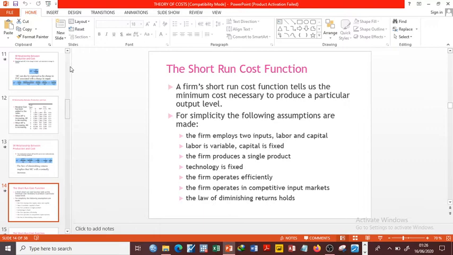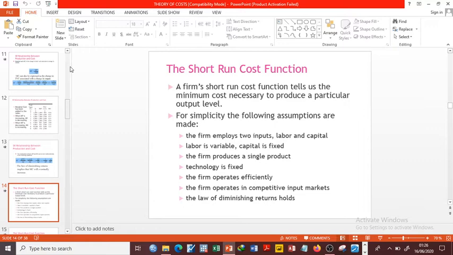All those explanations, all those concepts, they mean the same thing. The law of diminishing returns, the law of diminishing marginal product, and the law of variable proportion. It is the same thing. Now, in the short run, we have what you call the short run cost function. And remember that cost is a function of what? Of output.